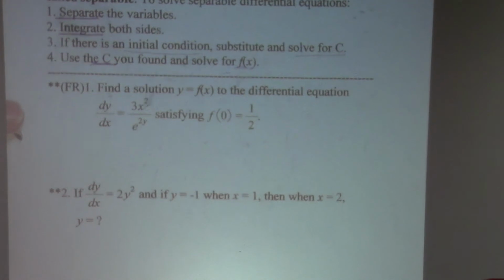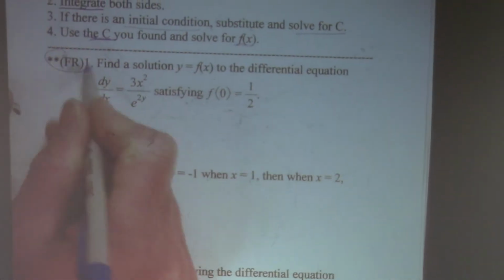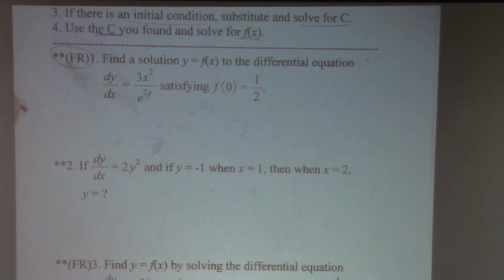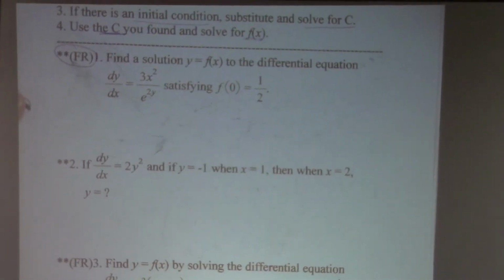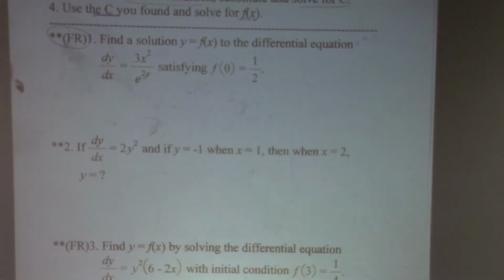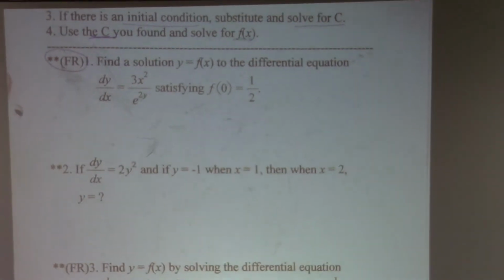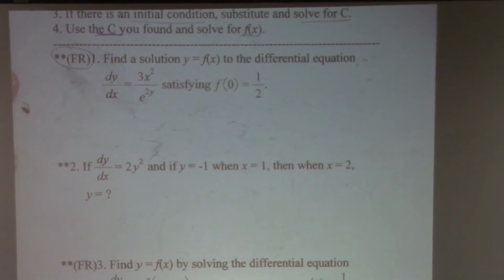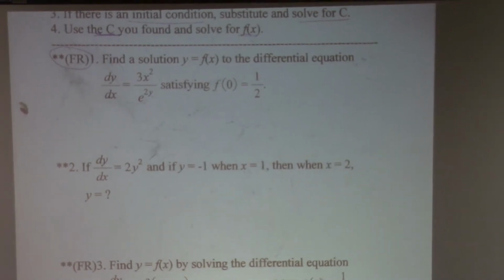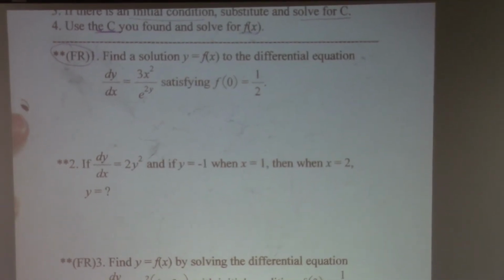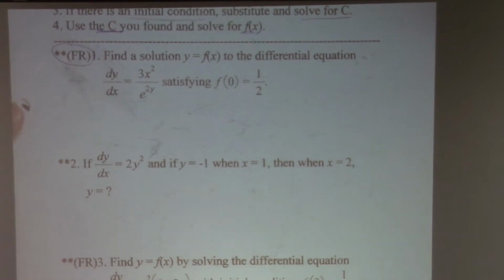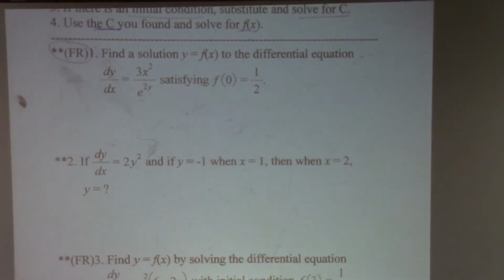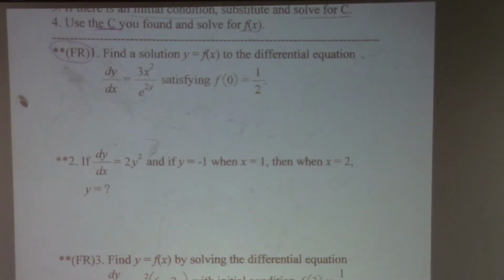I'll slide the paper up here, and this is straight off of an old free response problem. Oftentimes, differential equations are on the free response, and they are worth a lot of points for work along the way. So this is the last thing in the world you ever want to leave blank. You want to do work on these. Find a solution y equals f of x. That just means solve for y. That's all that means. For the differential equation, dy dx equals 3x squared over e to the 2y, satisfying the initial condition that f of 0 equals 1/2.